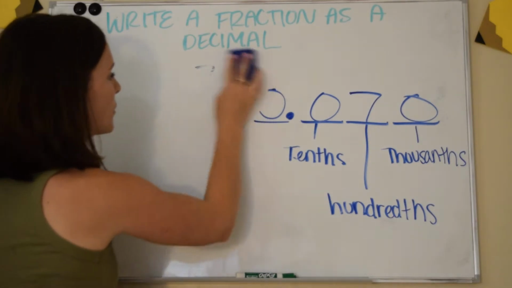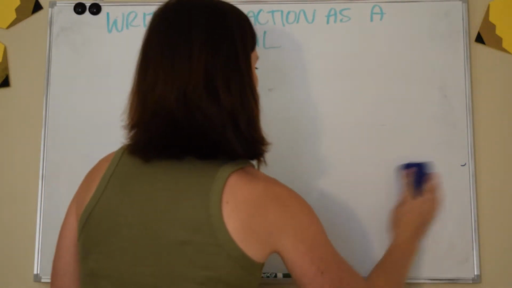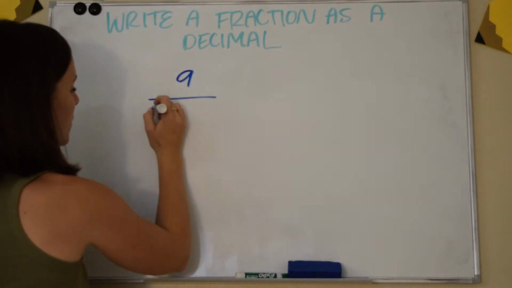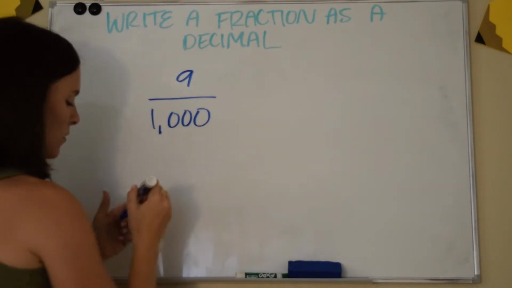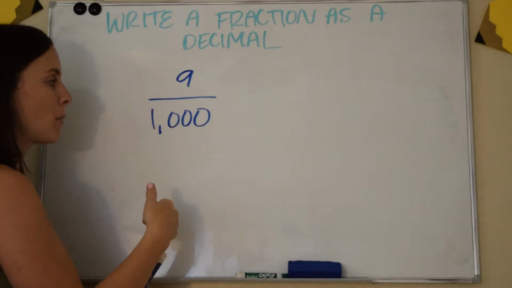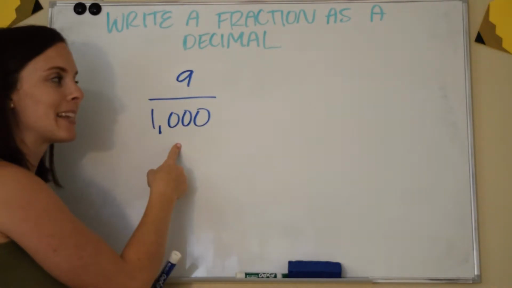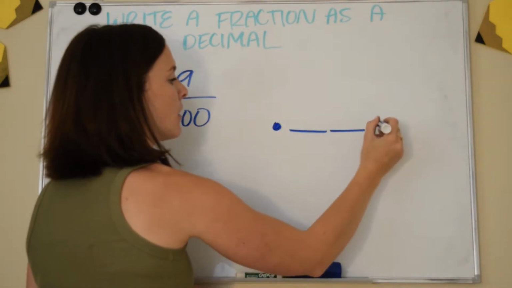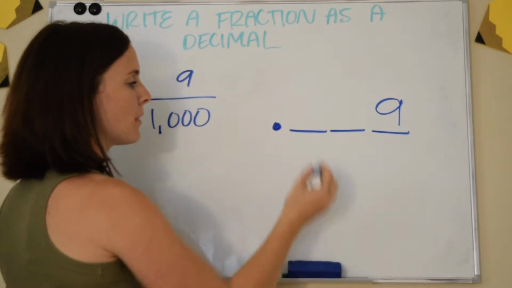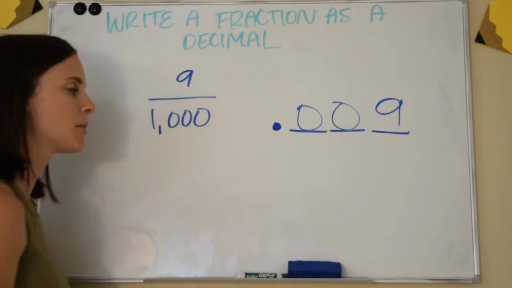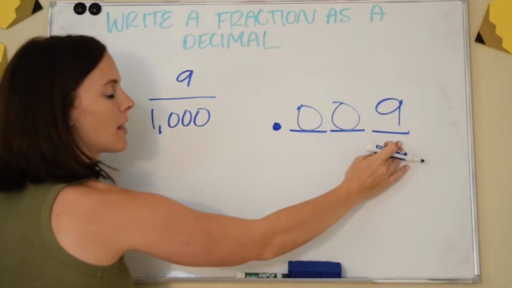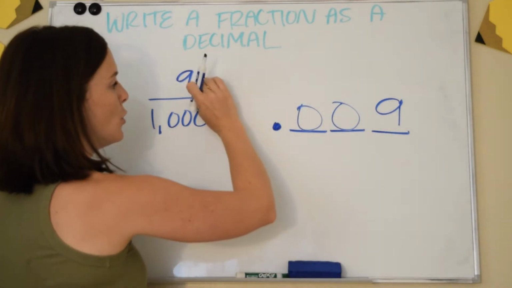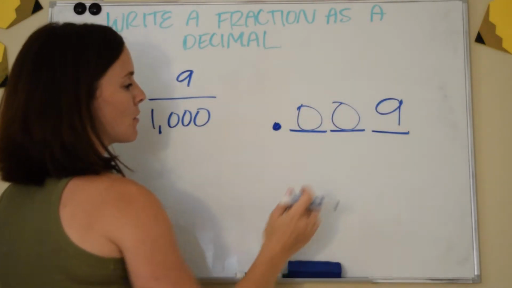Let's practice that first. So if I had 9/1000, if you read this properly, you would say nine thousandths. So I need a 9 in the thousandths spot, and then zeros take the rest of the spaces. The tenths, the hundredths, the thousandths. It's always important to make sure you label it if that helps you. You want just a 9 landing in the thousandths place.